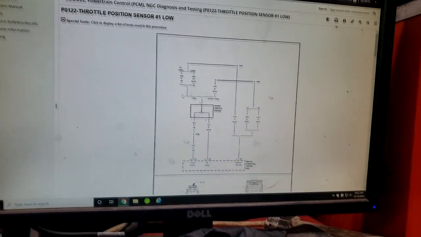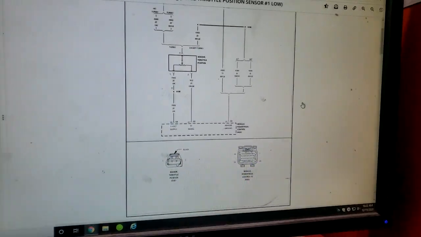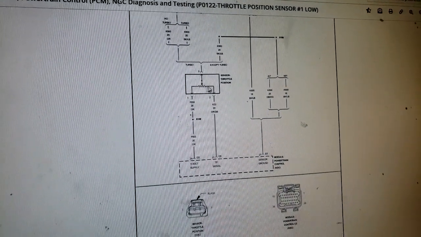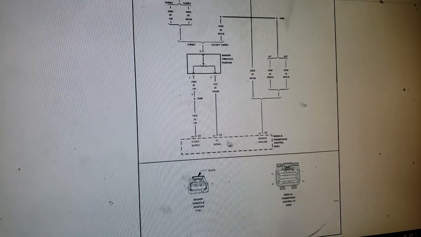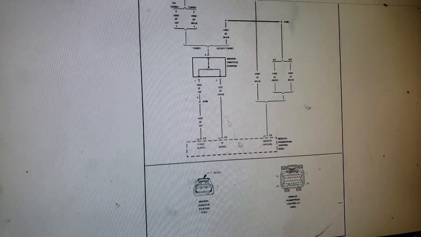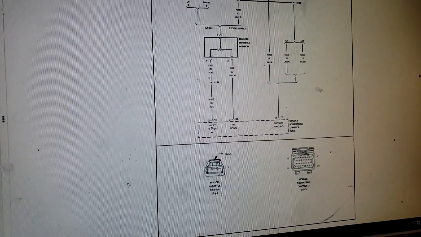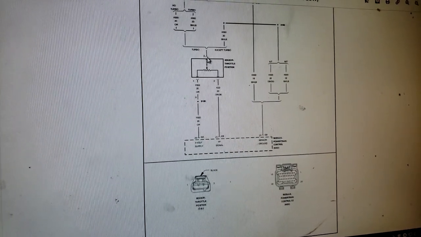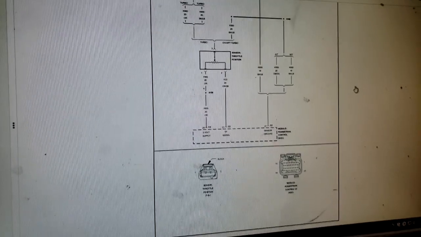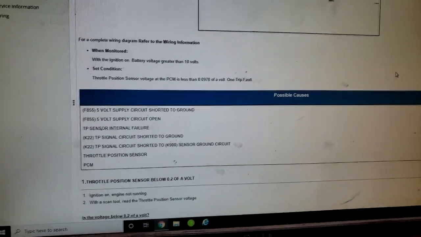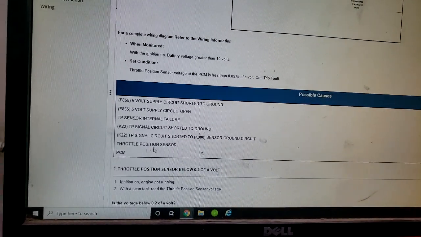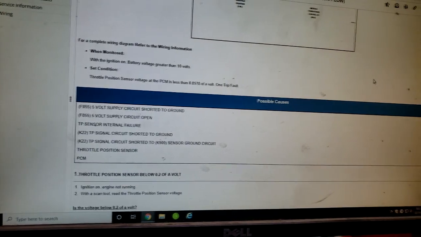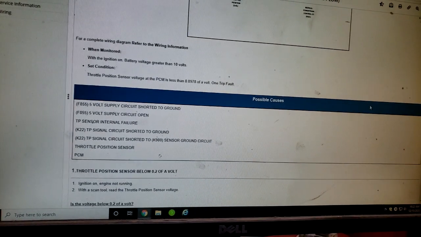Okay, here's a picture of the wiring diagram. Pretty simple circuit, guys. You have the TPS right here. The PCM reads the TPS. So you got a signal wire, a 5-volt supply, and a shared ground. Okay. All right, let's go down here. Possible causes. That's where everybody likes to go. Of course, there could be wiring problems. Of course, the TPS could be faulty, and of course, the PCM could be faulty. But we're not gonna guess at any of this.